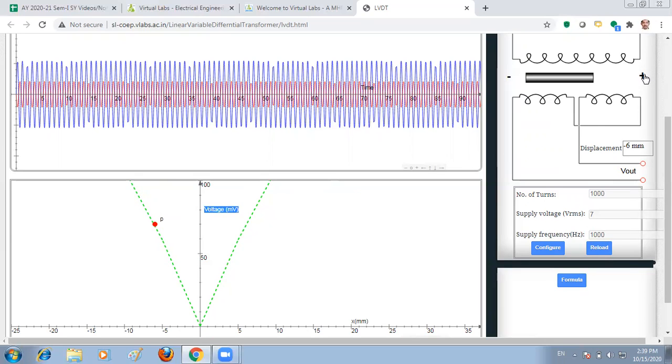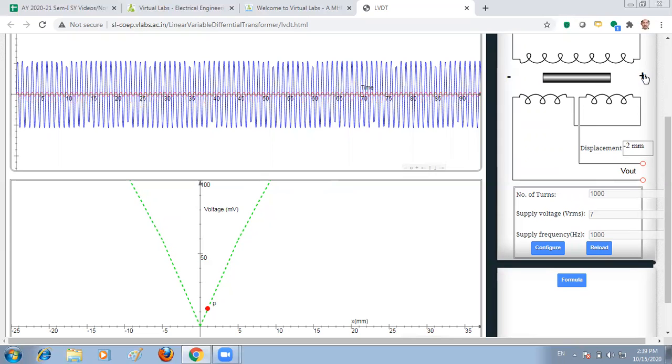Again, if I change the armature position to 0 millimeter displacement, then again here it is minus 1. So it is not coming to the center. It is for 1 mm. Now I am selecting 10 mm on the right side.